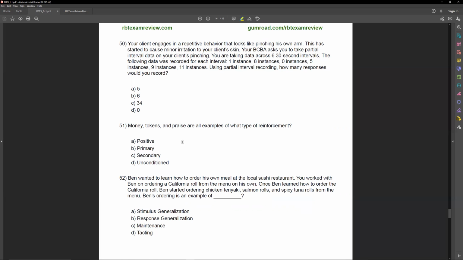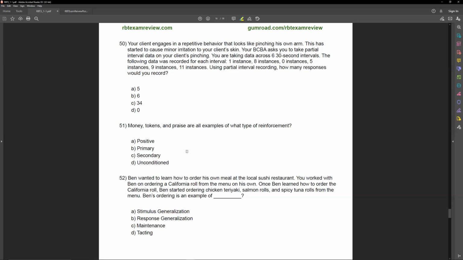Is it positive? Well, what we know about positive reinforcement is we need to know what's happening with the reinforcer to determine if it's positive or negative. Okay, so we can't just say, yes, this is positive reinforcement, this is negative reinforcement. Praise could function as both, right? So we can't make that assumption. So A is out.